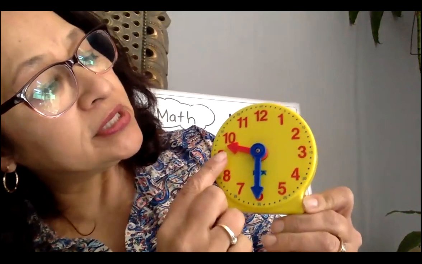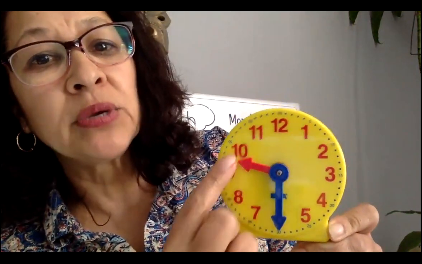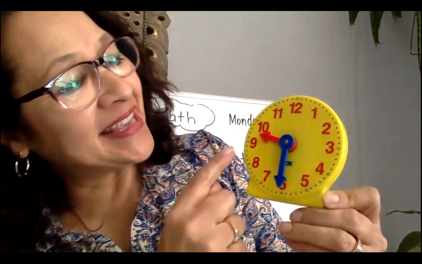So do you notice that the hour hand is between the 9 and the 10? So you're always going to call out the smaller number. 9 is the least, right? So 9:30, 9:30, not 9 o'clock, Ms. Martinez, silly. Okay, so that is 9:30.